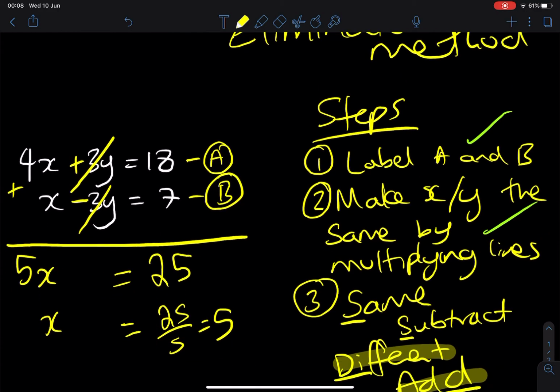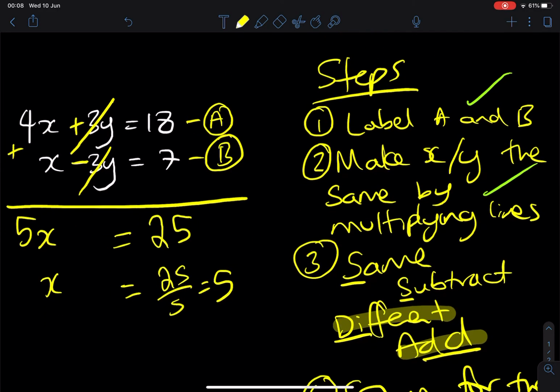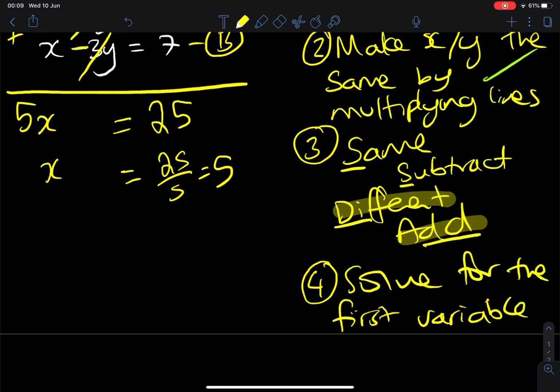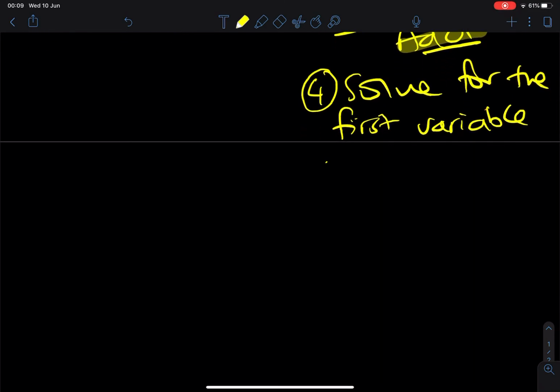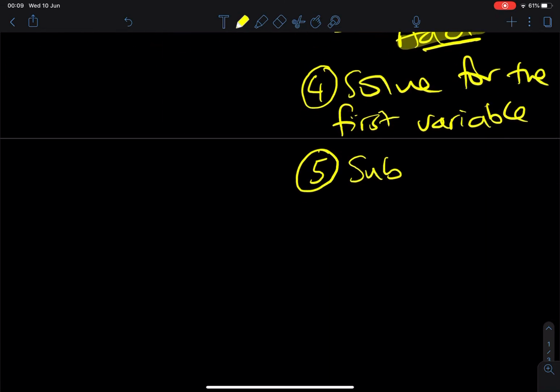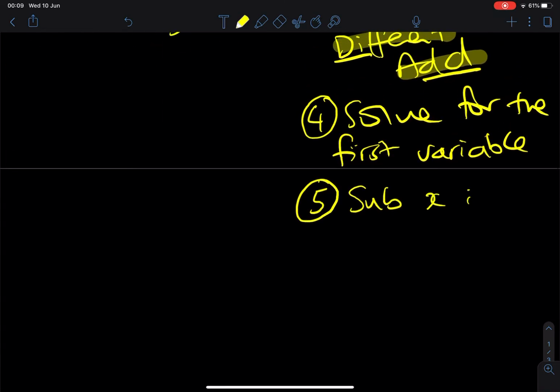Now, why is this called the elimination method? Is because you ended up eliminating one of the variables to help work out the other one. So I've worked out what x is. Now, what is the fifth step? The fifth step is you substitute what you've just worked out in number 4. So in this case, it's x into A or B. And then solve.